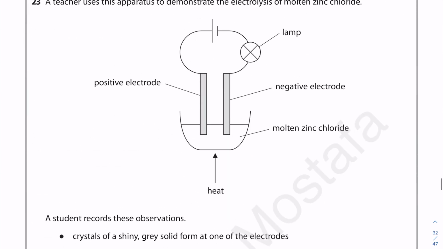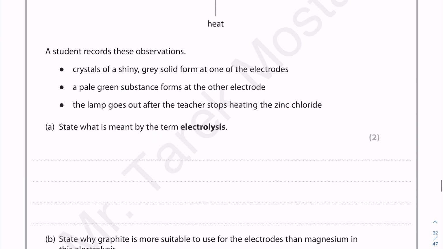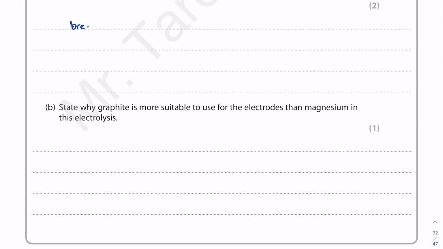Question 23. A teacher used this apparatus to demonstrate the electrolysis of molten zinc chloride. A student record these observations. Crystals of shiny gray solid forms at one of the electrodes. ده اللي هو الزنك. A pale green substance formed at the other electrode. ده اللي هو الكلورين. The lamp goes out after teacher stops heating zinc chloride. State what is meant by electrolysis. Electrolysis is breaking down of a compound by electricity. Breaking down of a compound اللي هو بيبقى ionic compound by electricity.